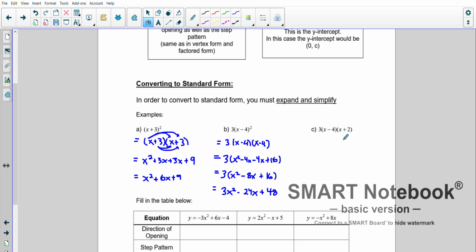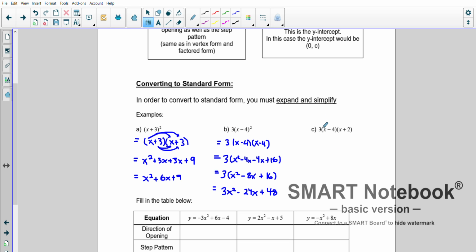So in order to convert to standard form, you must expand and simplify. I left this one blank because I'm going to do it with you and walk you through it. So this was basically yesterday's lesson. You might not have noticed, but when you're multiplying a binomial times a binomial, that's a quadratic in the factored form. So that was building the skills to do this, to convert from factored form to standard form. I've done the first 2 for you. I'll do this third one for you.